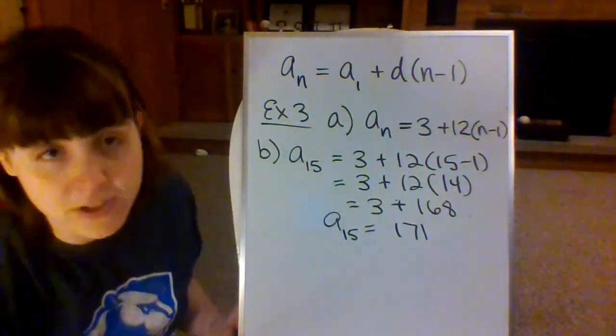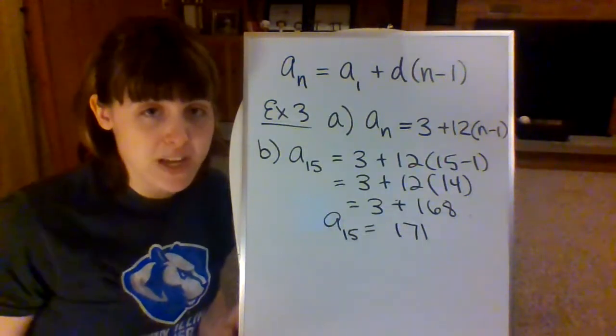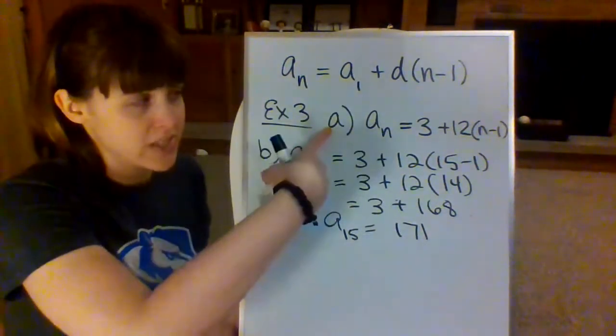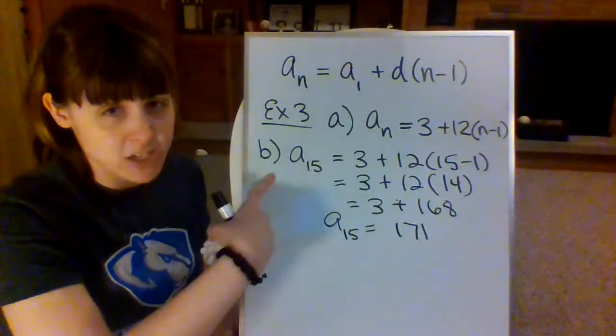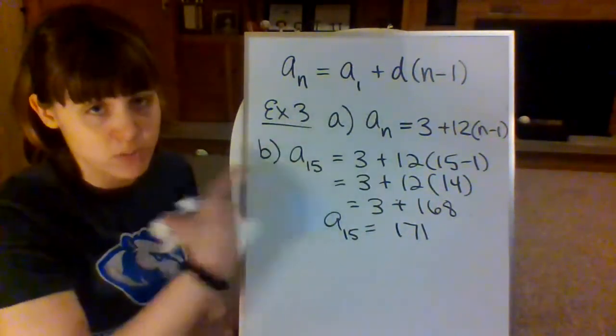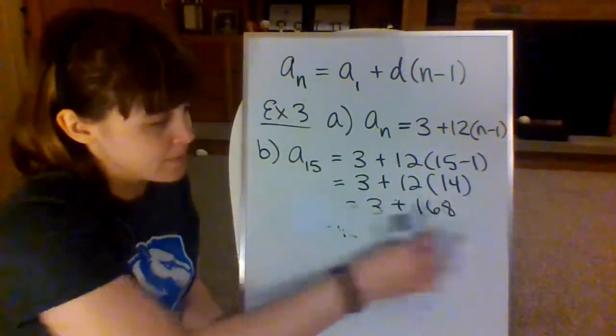The last two problems on your Google form for the day are like this. You have to first decide what is the formula, then you have to use it. So that's the last two problems on your Google form.